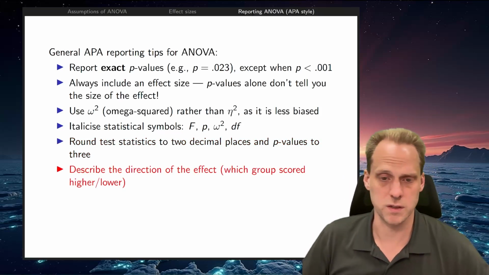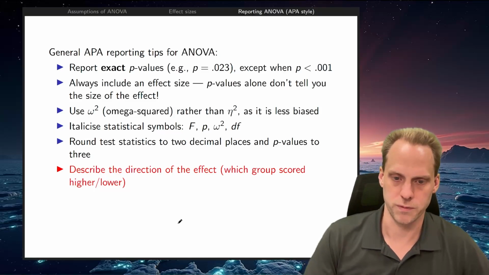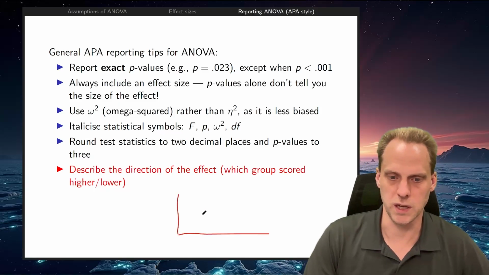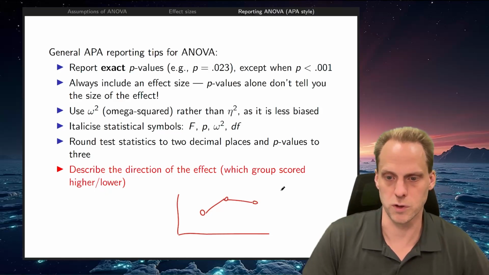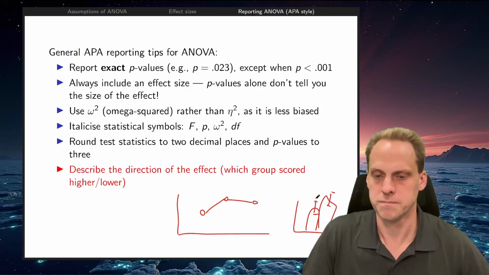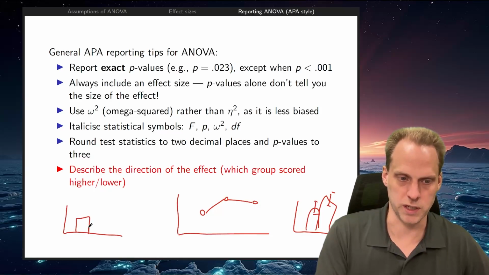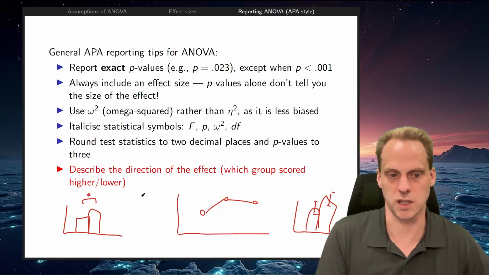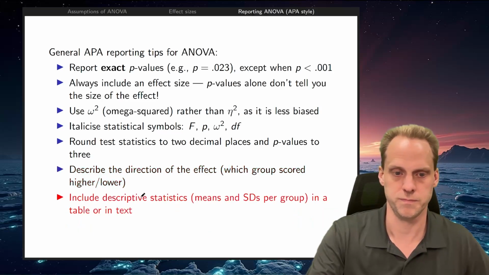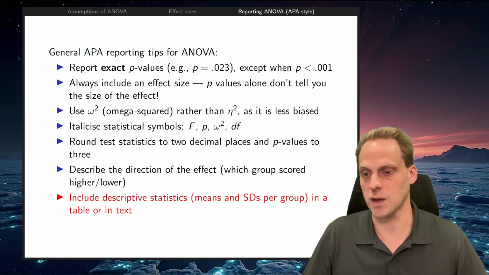Describe the direction of the effect. So describe in the text also, okay, there is an effect, then describe it, or better yet, include a plot. Include a plot with the mean level, for example a bar chart. And maybe you can even add error bars to that. That's a very common thing to do. You can think about how you want to do this. Some people make a plot like this, where you basically say, okay, the asterisk shows a significant difference between the groups. Include descriptive statistics, like the means and standard deviations per group, in a table or text if you can.